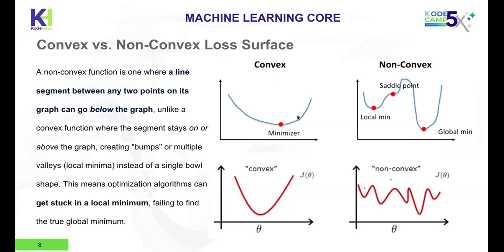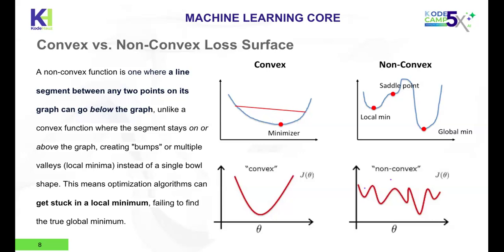So the mathematical definition of a non-convex function is a function where if you draw a line segment between any 2 points on its graph, it can go below the graph. So let me explain that. That definition can be a bit confusing, but let me see if I can explain it. If you draw a single straight line, let's say you take 2 points on a convex function, I draw a line between any 2 points on it, okay? This line segment is above the graph. So it's not non-convex, it's convex.